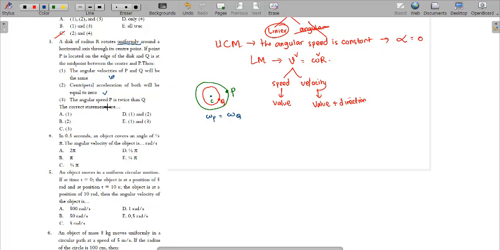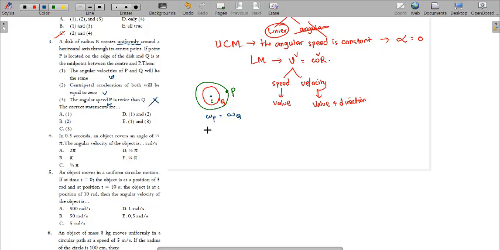And then the angular speed of P is twice that of Q. Yes, okay, correct, the angular speed. Oh, I'm sorry, this is angular speed, not angular velocities. Angular velocity is angular speed plus direction. Okay, twice that of Q? No, no. Angular speed is omega, ya. Omega P and omega Q will be the same. But what is twice that of Q?